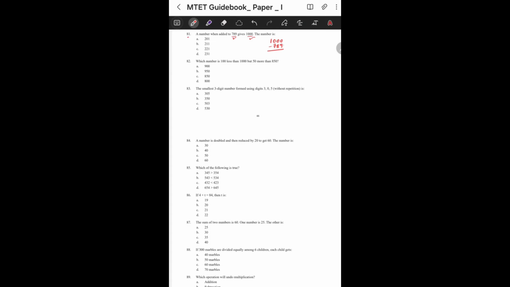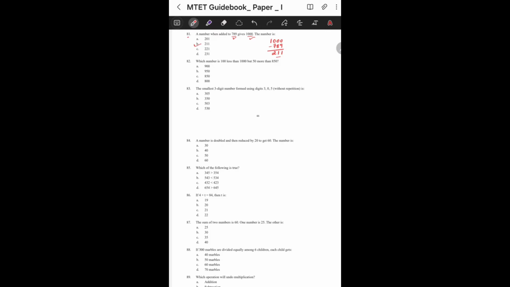So if you see here, 10 minus 9 will be how much? So 1. Again, now it becomes 9. 9 minus 8 is how much? So 1. Now 9 minus 7 is how much? That is 2. That means the answer is 211, and if you see here, option B is your correct option.